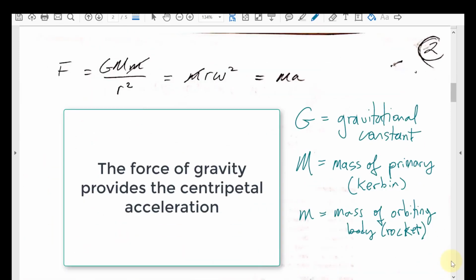Okay, so once the rocket is out of the atmosphere, there is no more force due to friction from the atmosphere. And once the rocket stops its thrusters, there's no more force from the thrust of the rocket, so the only force present then is gravity. So this F represents the force due to gravity.